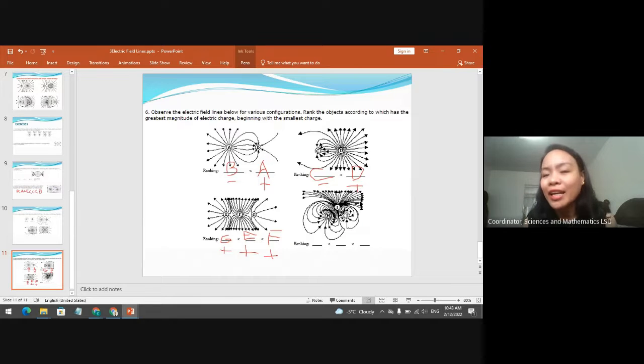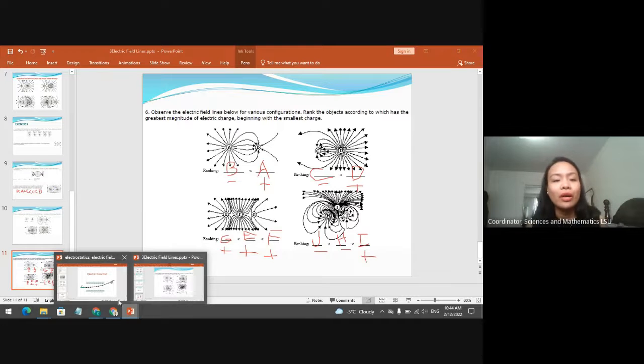And finally, we have H, I, and J. The least is J. Sorry, that must be J, followed by H, and then I is our strongest charge. So J going toward, what does that mean? J is negatively charged. For H going towards, H is negatively charged. And for I going away, I is positively charged.